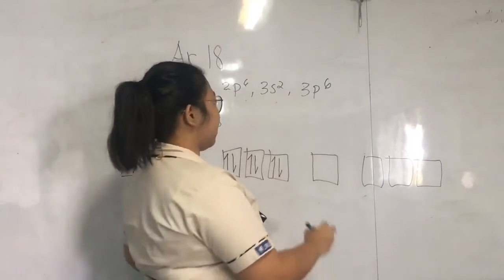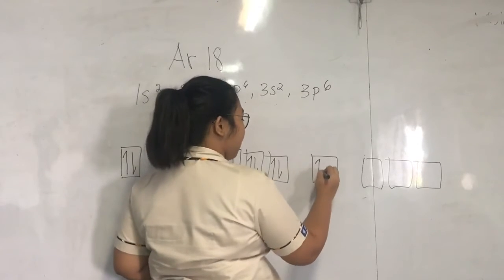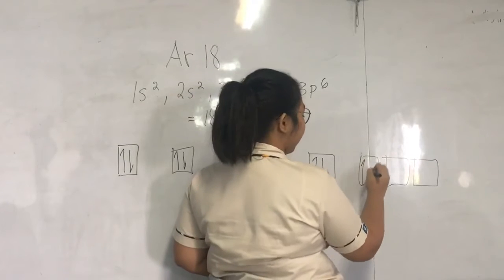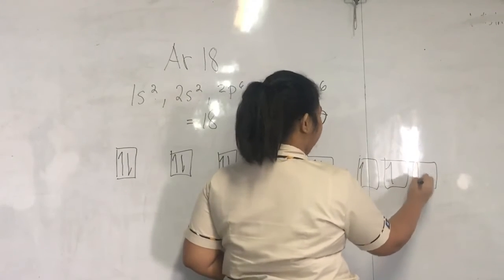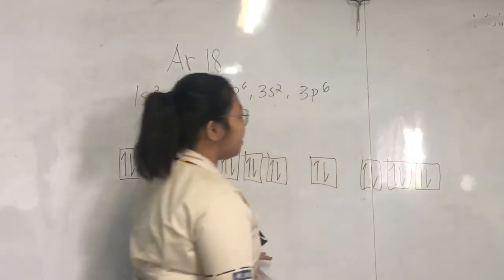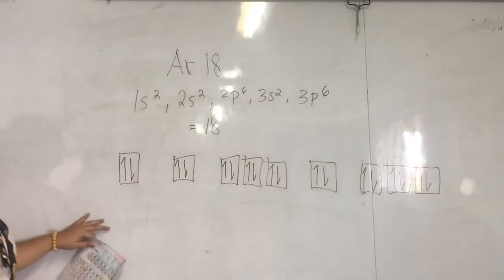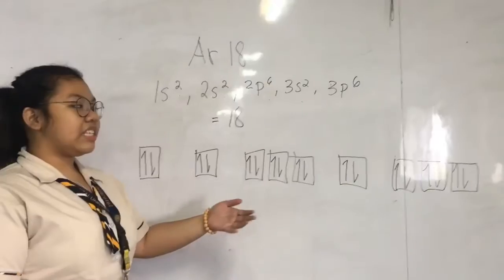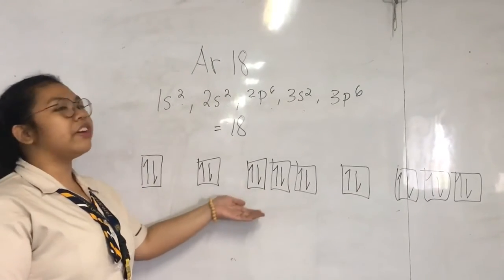For the fourth one, we have s again, so upward and then downward. And for the last one, we have upward, upward, upward, down, down, and down. So that will be the orbital distribution of Ar. So this is the orbital diagram of argon 18.